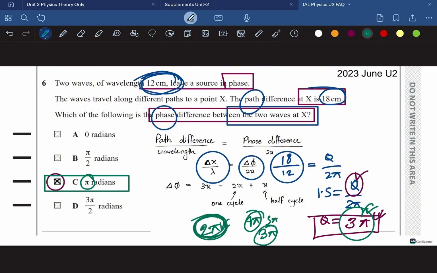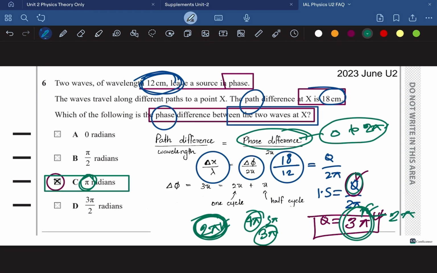Okay, we will subtract that value from the 2 pi, because the phase difference is always in the range of 0 to 2 pi. It cannot be greater than that. So if we get a theta value greater than 2 pi, we will subtract 2 pi from that value. So 3 pi minus 2 pi is only pi radian.